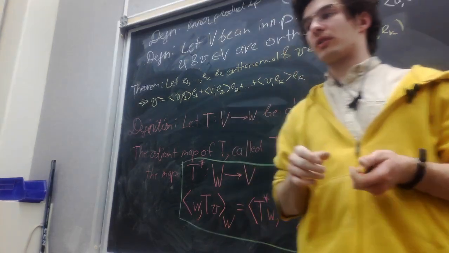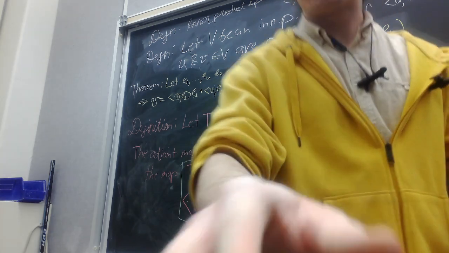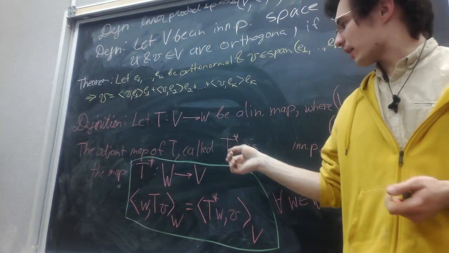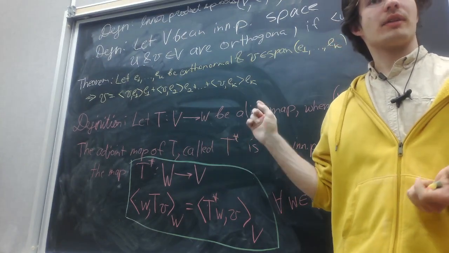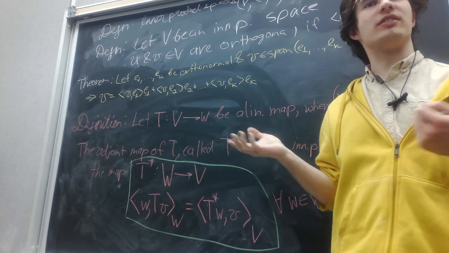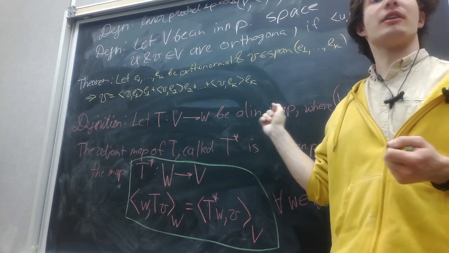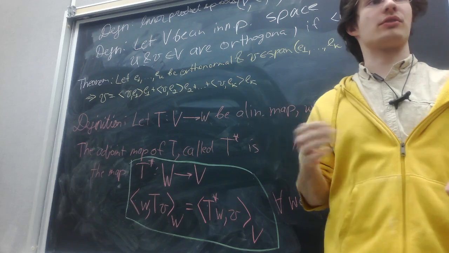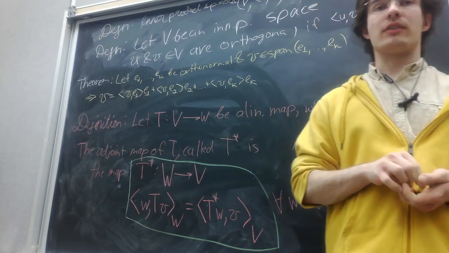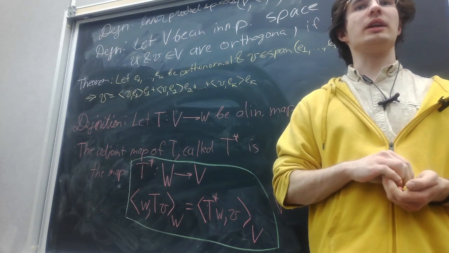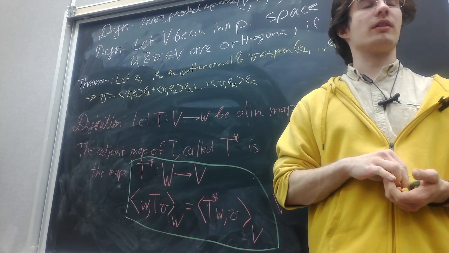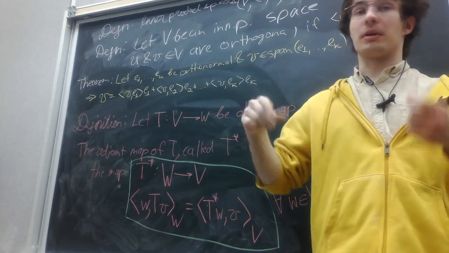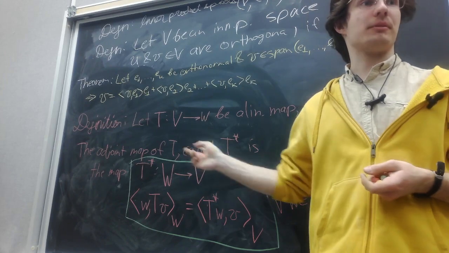There are a few clear questions that we want to ask about this thing. First of all, we defined this T star, but does a T star even exist? If I give you any linear map, can I find a T star that has this property? That's the first question. The second question is, is this T star unique? Is it possible to have multiple maps that go back from W to V and all have this property?